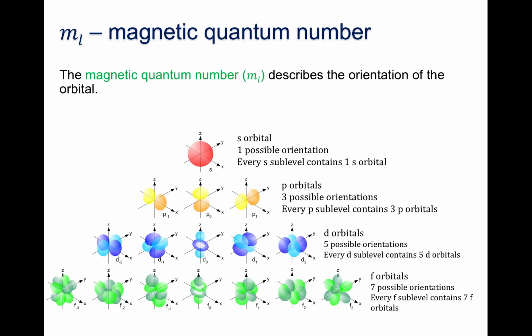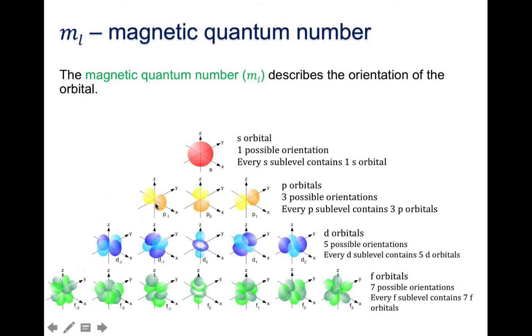The magnetic quantum number describes the orientation of the orbitals. How many possible orientations you have will correspond to how many possible orbitals there are in each of the sublevels, and that's predictable based on the shape of the sublevel. With S orbitals, there's only one possible orientation, because if you take a sphere and you rotate it on an axis, you still have the same sphere. So every S sublevel contains one possible orbital.